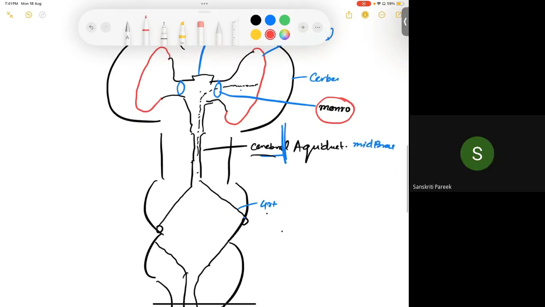So the CSF is going to be made inside the lateral ventricle. It's going to be moving through this foramen of Monro into the third ventricle. From the third ventricle, CSF is going to move down through the cerebral aqueduct, which is going to be present within the midbrain, right?